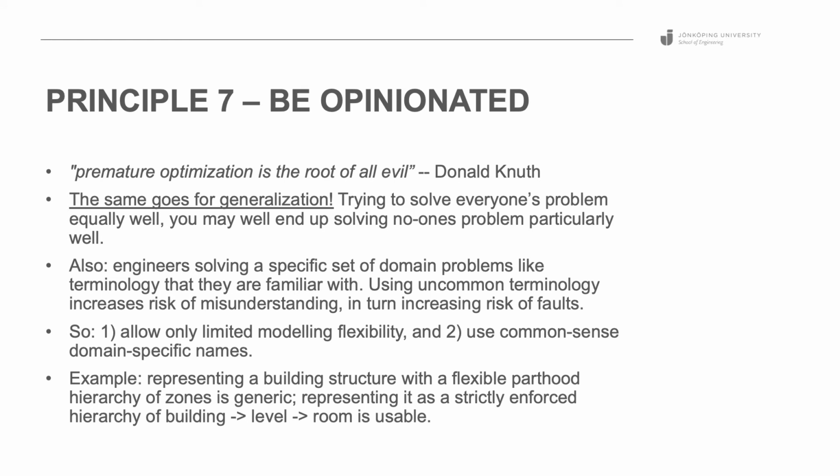Principle 7, be opinionated. Ontologists tend to overgeneralize early, trying to solve every sort of problem and trying to be open and flexible. The example from my space, the smart building space, is building taxonomy or building hierarchies, where you can view a building as being composed of floors, and each floor has a number of rooms within it. Or you could say that a building has wings, and each wing has floors.